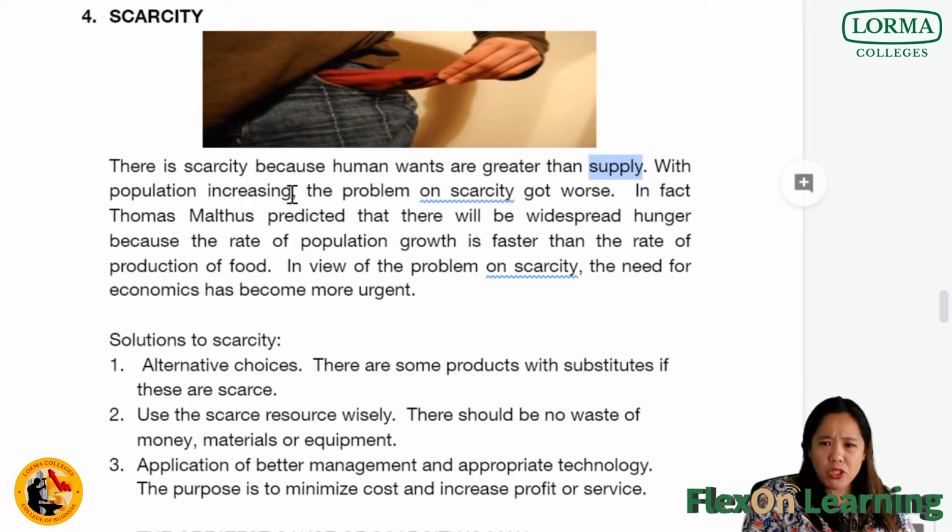Okay? With population increasing, the problem of scarcity got worse. So for example, a family of 8 children plus mother and father, and then the father is the only one working and the father receives just minimum wage. Okay? The problem of scarcity will simply be at the worst condition. In fact, Thomas Malthus predicted that there will be widespread hunger because the rate of population growth is faster than the rate of production of food. Okay? In view of the problem of scarcity, the need for economics has become more urgent.